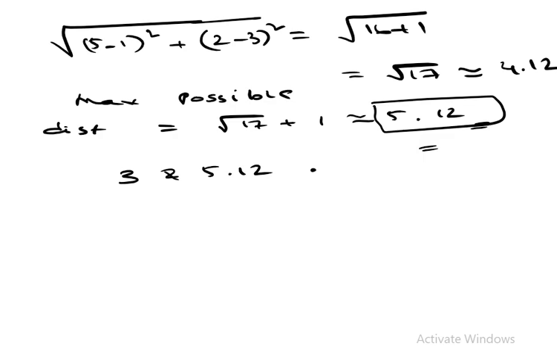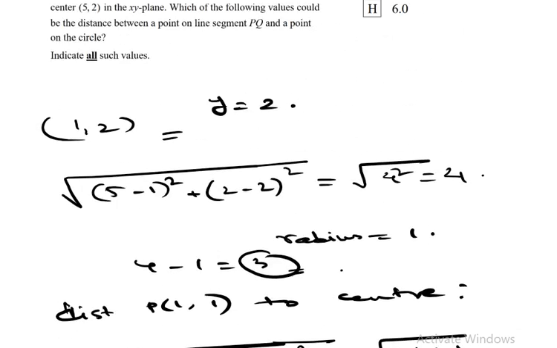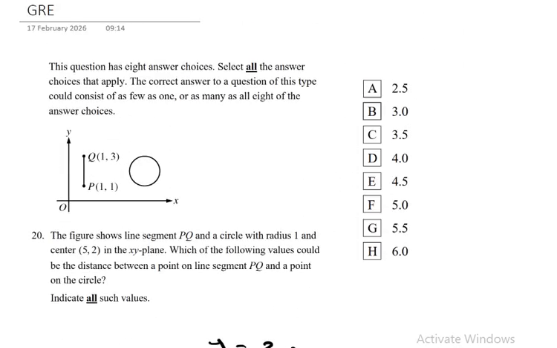So the choices are given what? 2.5, 3.0, 3.5, 4, 4.5, 5.0, 5.5 and 6.0. Now compare with our range. Minimum 3 and maximum 5.12. Now check each. 2.5, too small. So this is not.